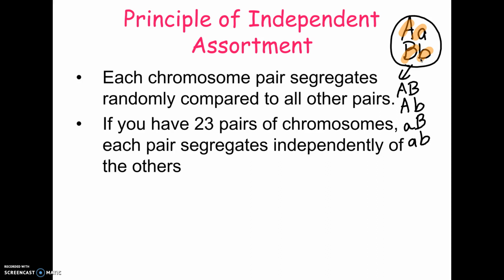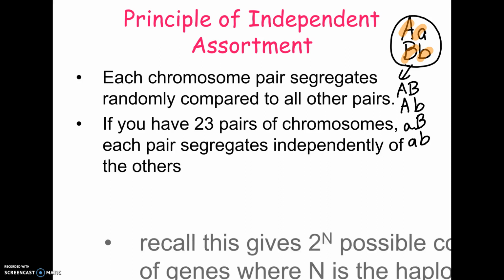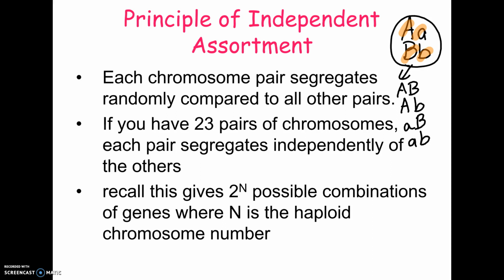In this particular case, there's 4 possibilities. We can mathematically figure out the number of possibilities using 2 to the n, and that formula is going to come back again tomorrow as well. And I'm going to show you how to apply it in this chapter like we used it last chapter. So that's the principle of independent assortment.